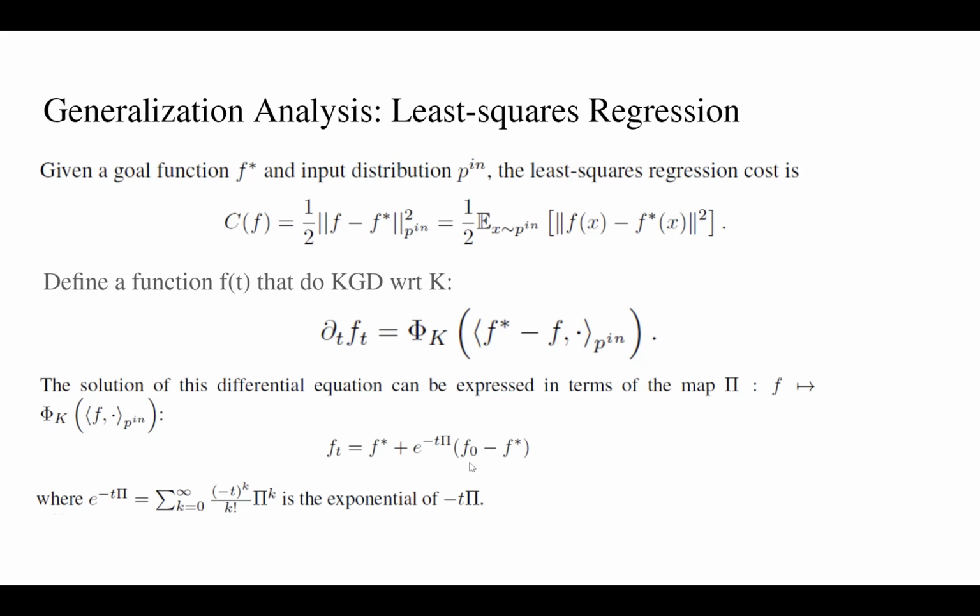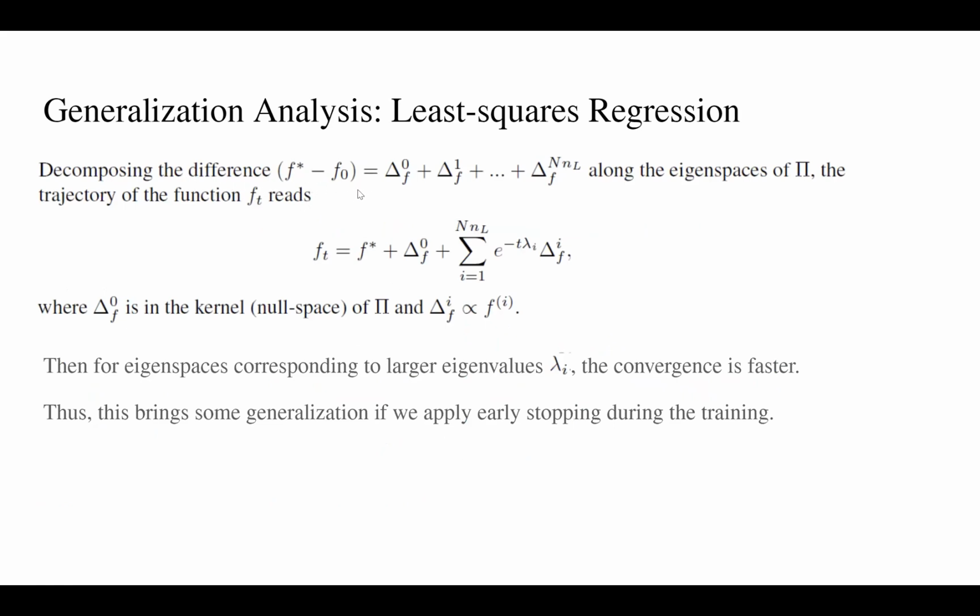We will do something to this difference here to show the insight into the generalization properties of the neural network. The pi here is just a mapping that takes in a function and outputs another function. When we decompose the difference f star minus f0 along the eigenspaces of pi, the trajectory of the function f_t can be written as this one. We can easily see that for eigenspaces with larger eigenvalues, because there's a minus sign here, the convergence will be faster. So during the optimization, the eigenspaces with larger eigenvalues will always be optimized first, and this suggests the benefits of early stopping when we do training.